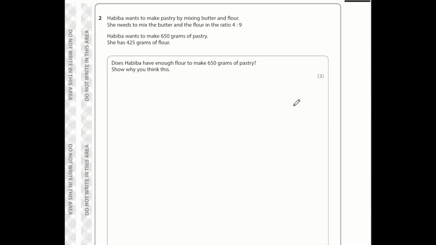Okay, question number 2. So the ratio is butter to flour, and the ratio is 4:9. So what that means is 4/13 of the recipe is butter and 9/13 is flour. Where does the 13 come from? Well, it's 4 plus 9.